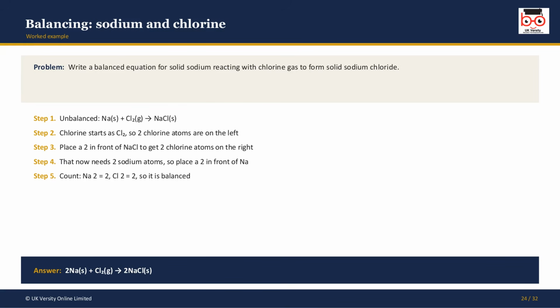Let's balance solid sodium reacting with chlorine gas to make solid sodium chloride. Unbalanced, it's Na + Cl2 goes to NaCl. Chlorine comes as a molecule of 2 atoms, so there are 2 chlorine atoms on the left. Put a 2 in front of the sodium chloride to get 2 chlorines on the right, but that now needs 2 sodiums, so put a 2 in front of the sodium as well. Counting up, 2 sodium and 2 chlorine on each side, balanced. So it's 2Na(s) + Cl2(g) goes to 2NaCl(s).